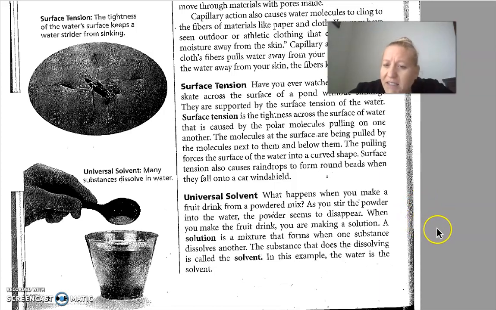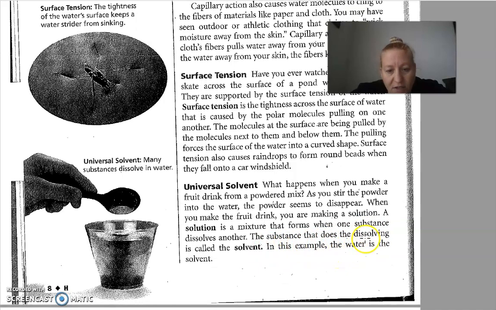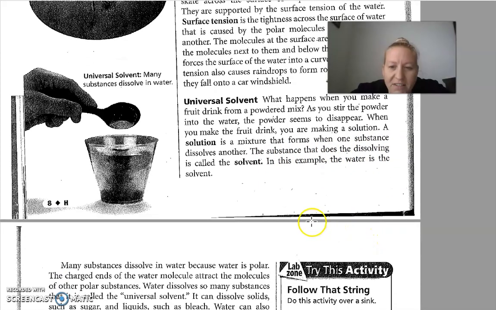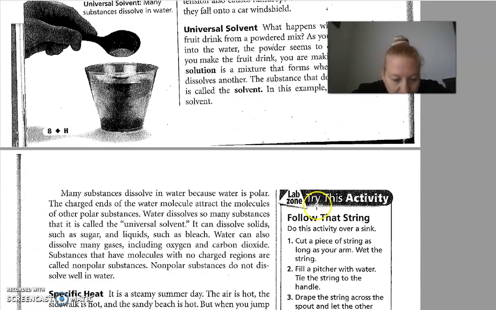The substance that does the dissolving is called the solvent. In this mixture, the water is the solvent. So these are some good scientific terms you need to understand. Solution and solvent. So a solution is the mixture formed when one substance dissolves another, okay? I'm sorry, the solvent is what is doing the dissolving.